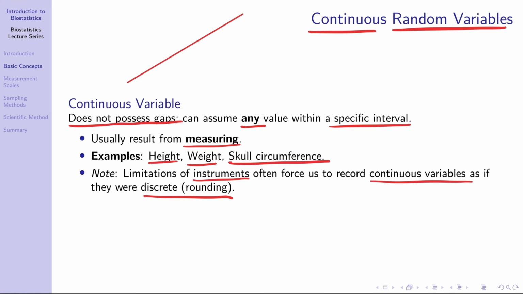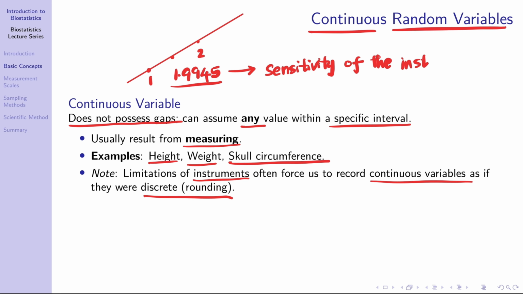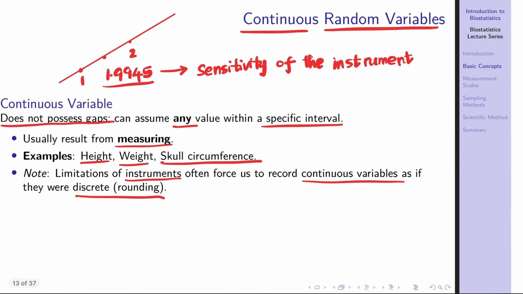A continuous random variable is usually assumed to be a straight line, which means there are no steps stopping it. For example, if this is 1 and this is 2, there is a value that can exist between them, for example, 1.9945. Here, the level to which you can measure is only limited by the sensitivity of the particular instrument that we are using to measure. So the sensitivity of the instrument is the one that limits us from measuring a particular value.